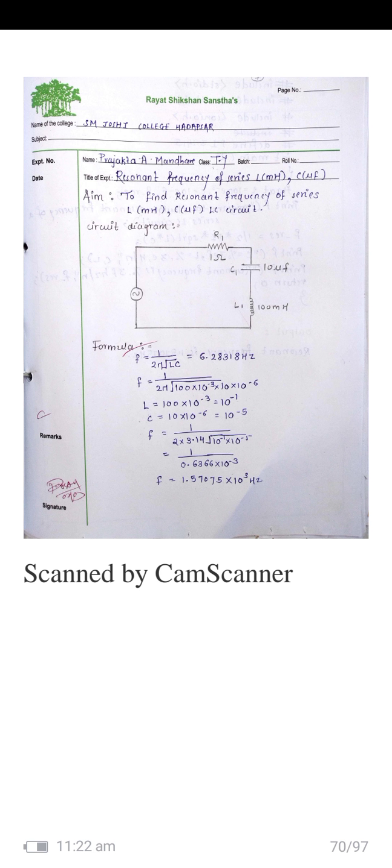R, C and L values are given here. The formula of the LC circuit is 1 upon F is equal to 1 upon 2 pi square root of LC, and the value of pi is directly noted here as 3.14. The L and C values are given here, or you can enter the values, then find out the frequency.